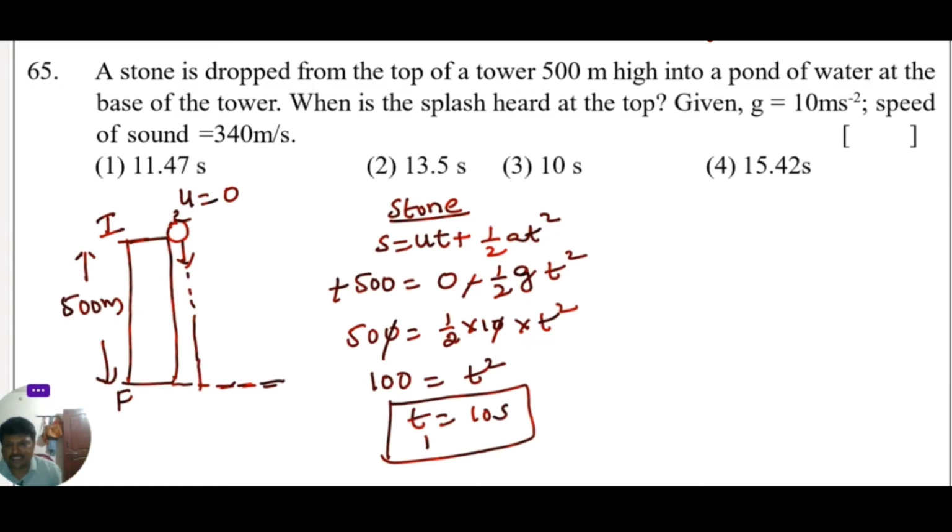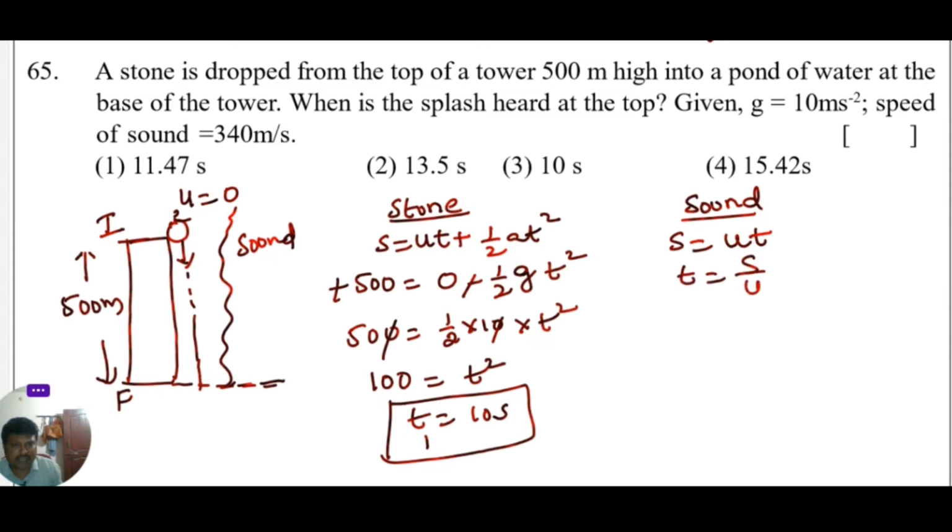The time taken by the stone to reach the surface of water is 10 seconds. So when stone strikes the surface of water, the sound is here. Sound is coming up. So after how much time is the splash heard at the top? This is sound. So time taken by the sound to reach the top. So calculate for sound. Here speed of sound is constant, so constant means use s equal to ut. From this t is equal to s by u. Here s means distance traveled by the sound.